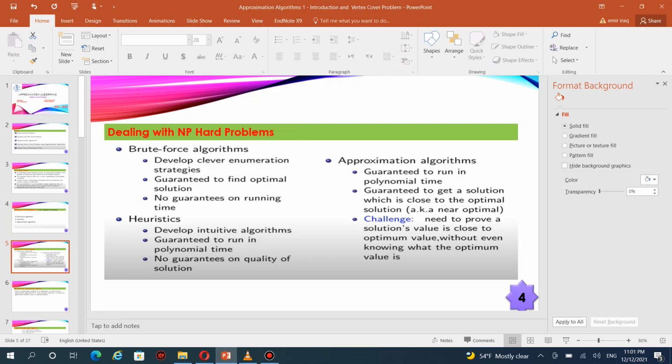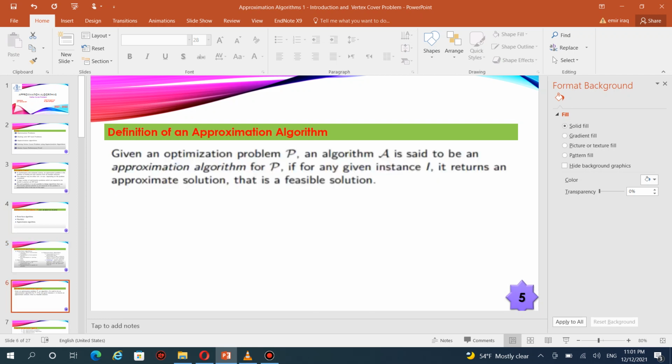The approximation algorithm, the third type, runs in polynomial time and guarantees to get a solution which is close to the optimal solution. The challenge here is that we need to prove the solution value is close to the optimal value without even knowing what the optimal value is.